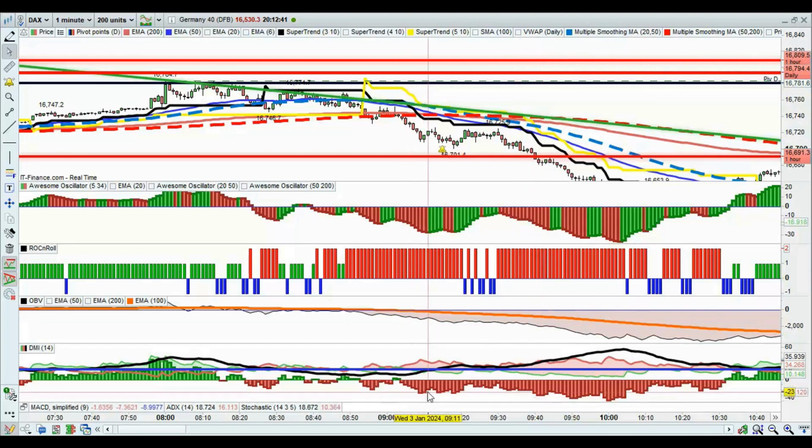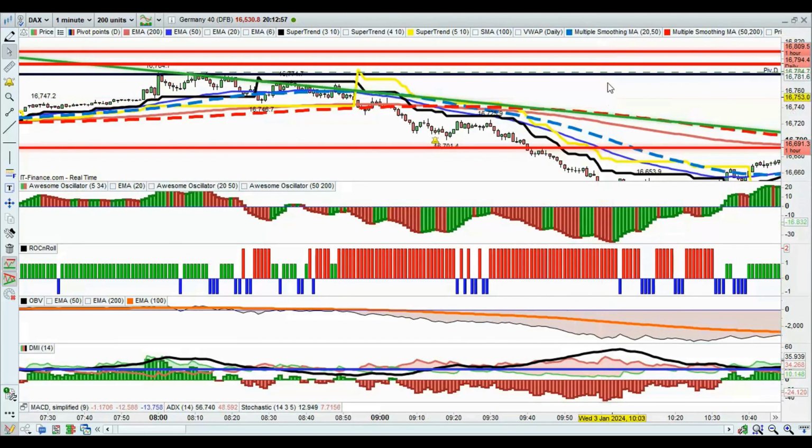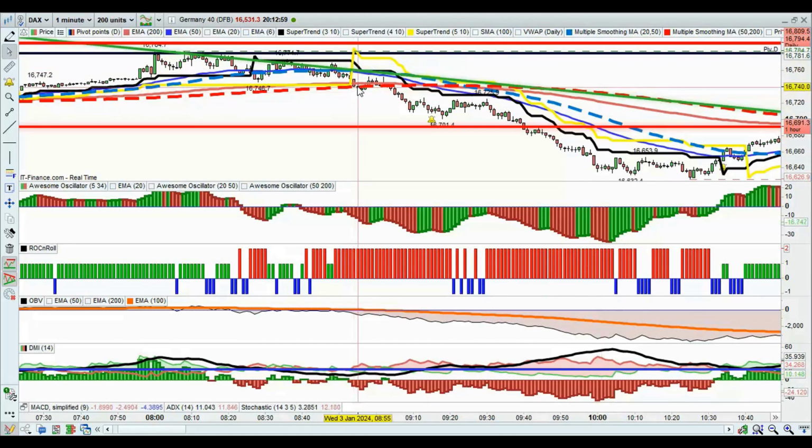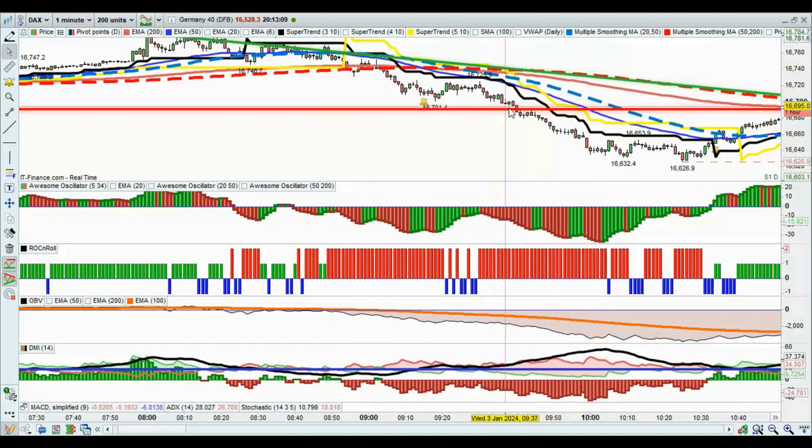And you can also see as this continues, everything stays red, everything stays below the zero line here, everything's red on rock and roll. So we stay in the trade. And of course, importantly, the price of the DAX continues to fall and stay below the 510 super trend. So we stay in the trade from a sell here at 16,745, and look what happens.